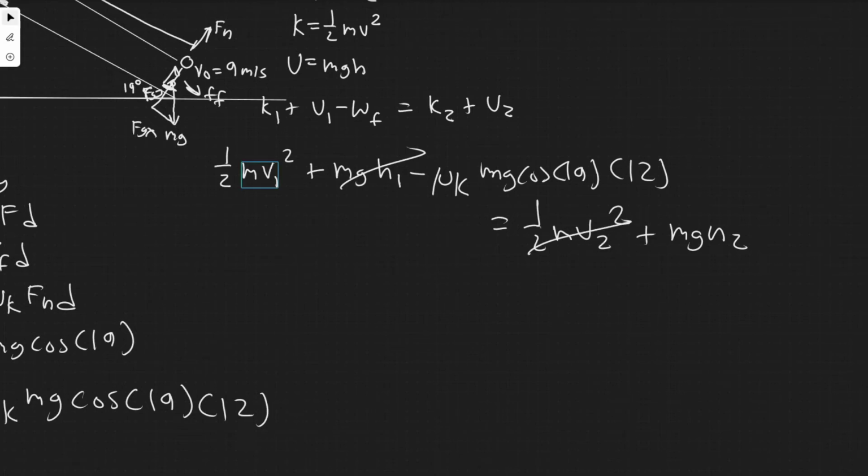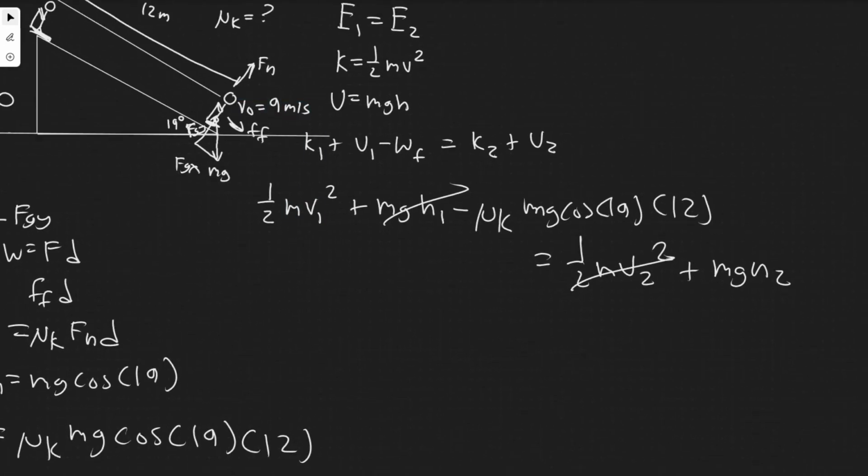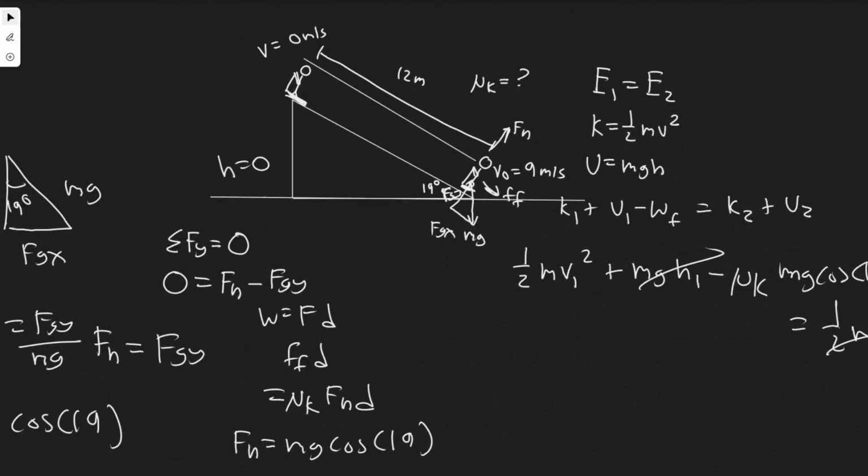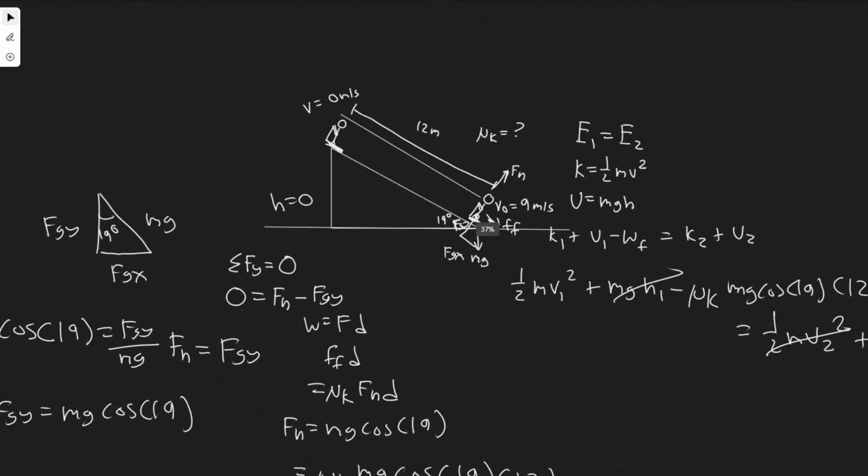So now we have v1 squared and h2. So we know the initial velocity they tell us is 9 meters per second. Notice we don't have the h2 though. So how would we find that? So we need to know the height at which it goes to. And the way we're going to solve that is by using the triangle here.